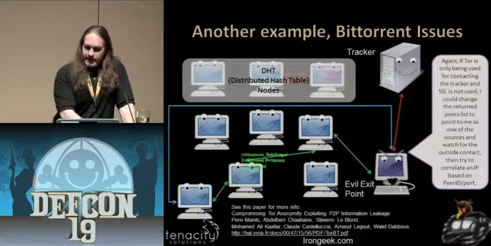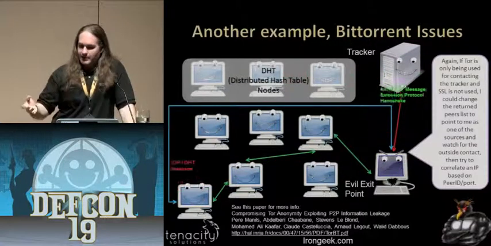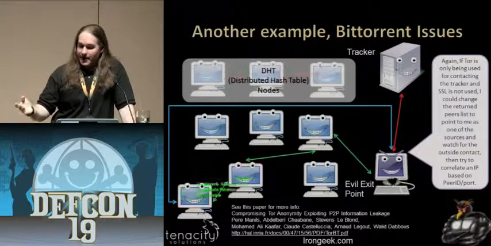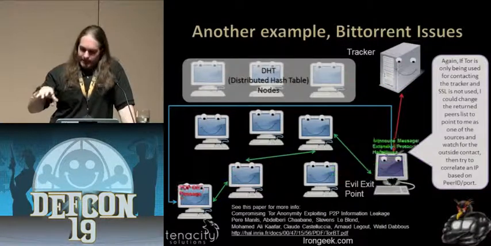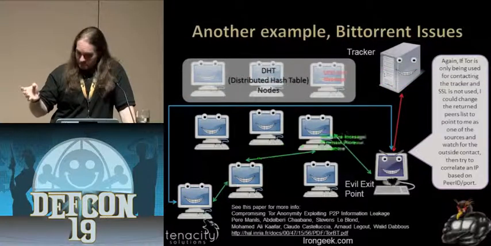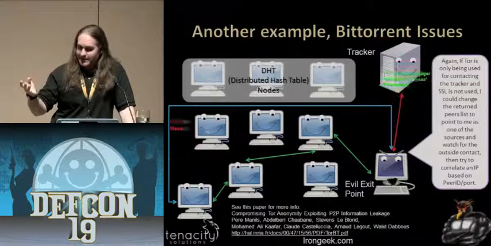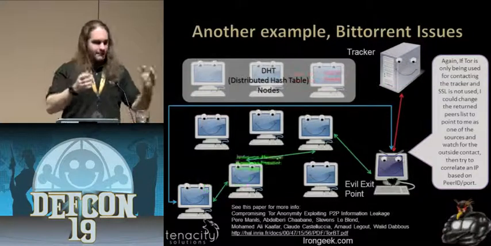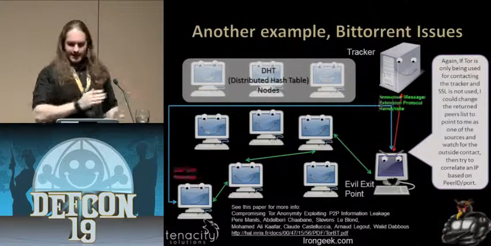Another thing is, again, if Tor is only being used for contacting the tracker and SSL is not used, I could sit there as the exit point and I could change the return peer list to point to me as one of the sources and watch for the outside contact, then try to correlate an IP based on the peer ID and the port.